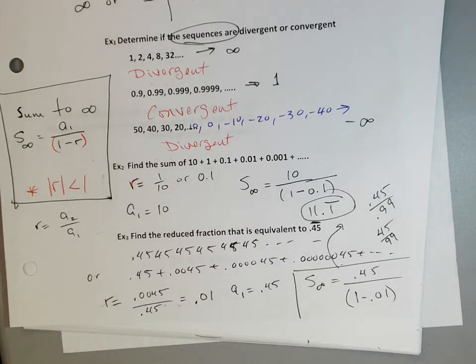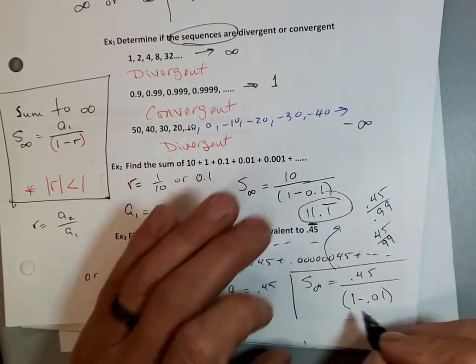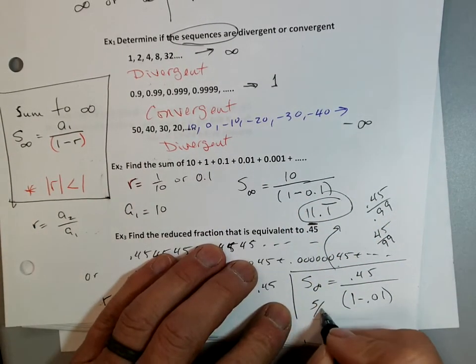Well, how do I reduce that? What divides into both of them? 9. So I divide that by 9, what do I get? 5. Divide that by 9? That'll be 11. I get an answer of 5/11. So it reduces to 5/11. Hey, check it out.